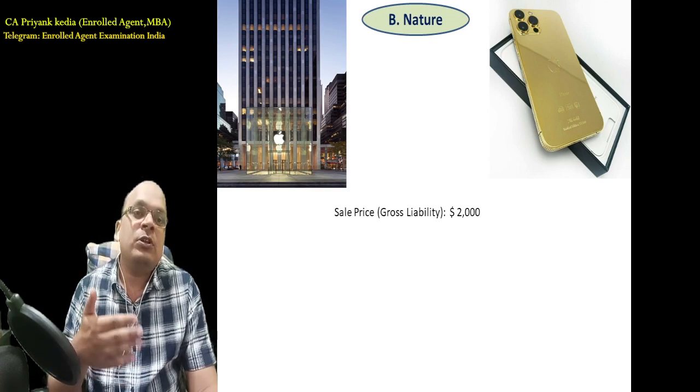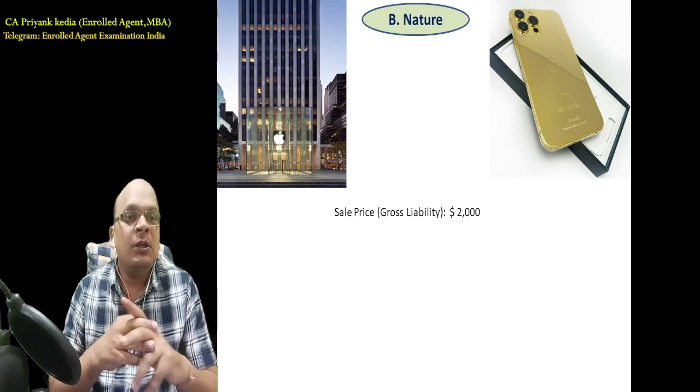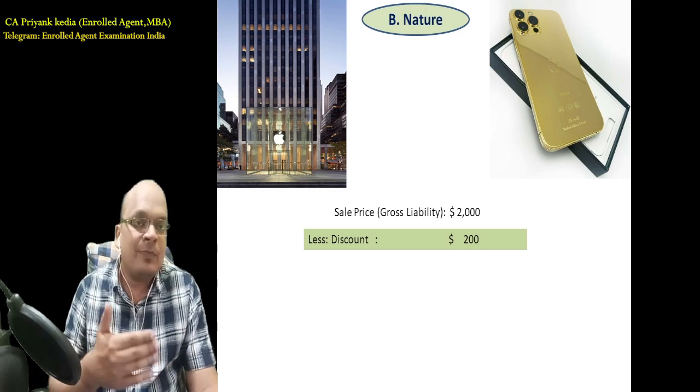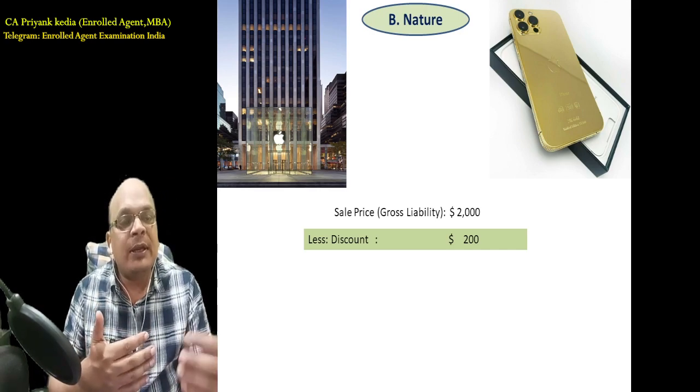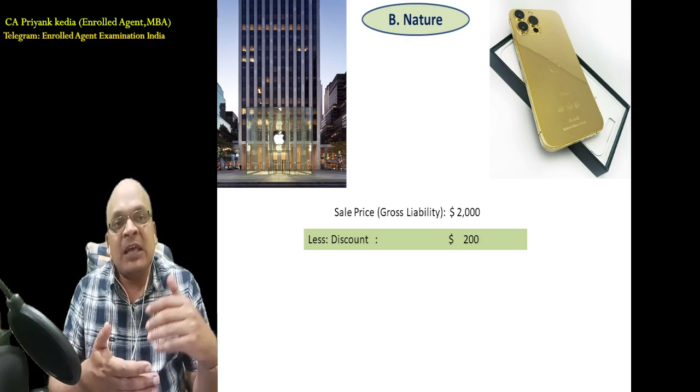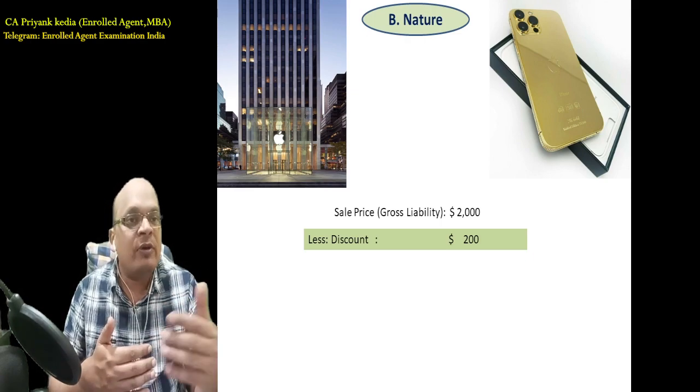So once you are liable for this, let's call it a gross payable amount of $2,000, the store gives you a discount of $200. The first question is why you are getting the discount. Of course, this discount is reducing your liability, but have you actually made any payment? No, you have not.